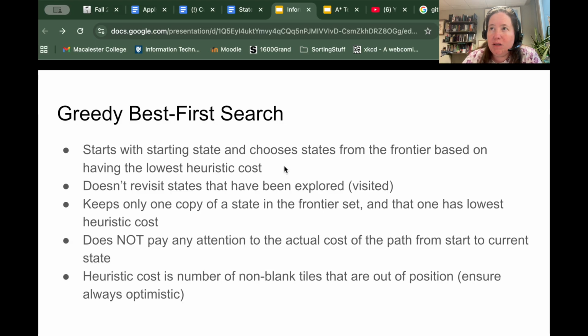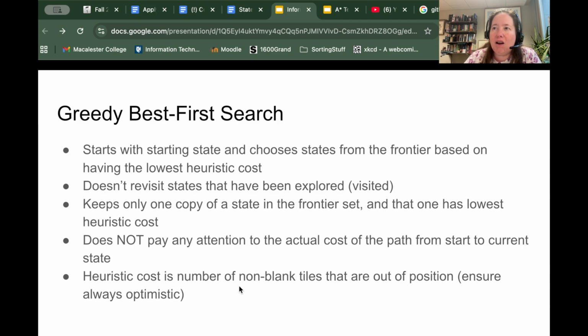We're going to look at greedy best first search. Here are a couple of criteria about it. It doesn't revisit states that have been explored. It starts with a starting state and it chooses based on the heuristic cost. It only keeps 1 copy in the frontier set. That's just like least cost search.